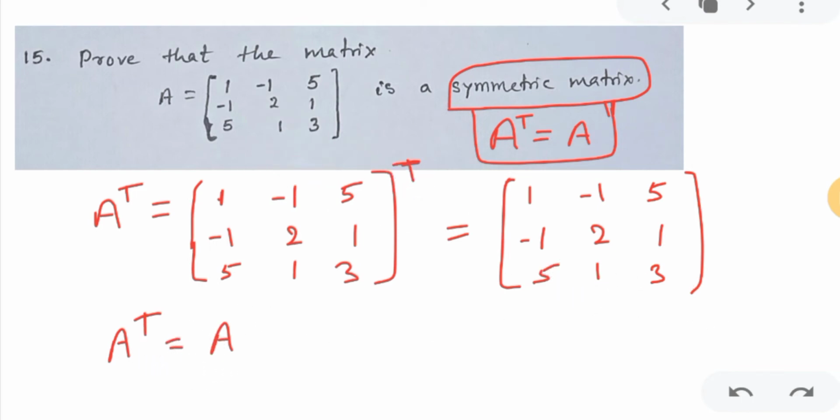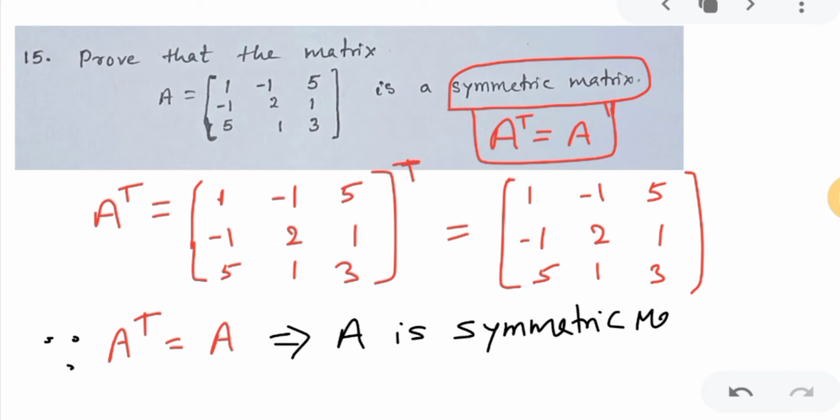So since A transpose is equal to A, I can say that A is a symmetric matrix. Proved. A is a symmetric matrix. Proved. Correct?